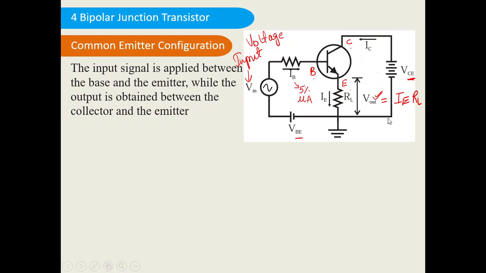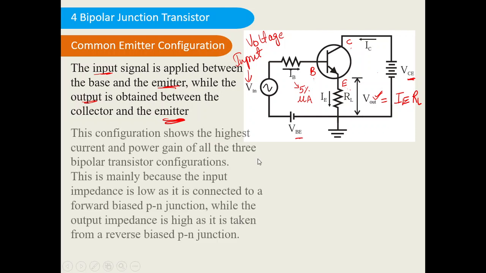The input signal is applied between the base and the emitter, while the output is obtained between the collector and the emitter. So on the input side, emitter is there. On the output side, emitter is there. That means emitter is common between input and output. That's why it is called common emitter configuration. This configuration shows the highest current and power gain. So if you consider the common emitter configuration, you will be getting highest current gain, also highest power gain.